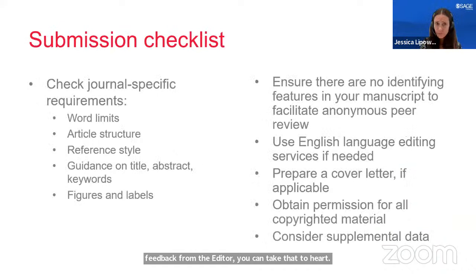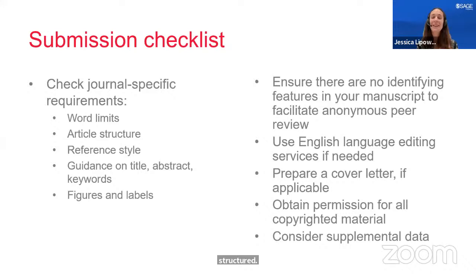We have a submission checklist on the Sage Journal site, as do many journals themselves, specifically in their author guidelines. So look at word limits, the article structure, the reference style, and how the title, the abstract, and the keywords should be structured. Make sure your figures and labels are clear, and as you're uploading your documents, you might need to upload two different files, one to facilitate anonymous peer review. You might need to prepare a cover letter, and you'll want to make sure to obtain all permission for any copyrighted material and disclose that. You may even consider supplemental data. So maybe there's a word limit or figure limit.